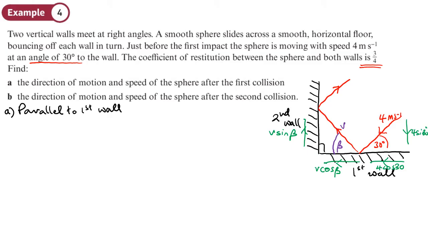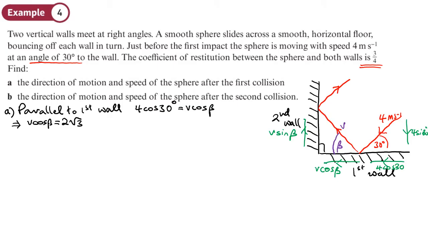So parallel to the first wall, there's going to be no change in those velocities, so we get the equation that 4 cos 30 equals V cos beta. Now cos 30, you should know this off by heart, root 3 over 2, times 4 is 2 root 3. So that gives us V cos beta equals 2 root 3.